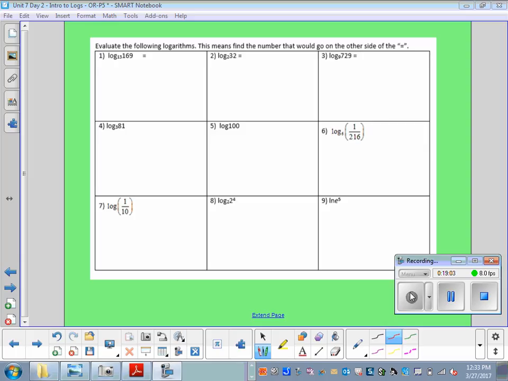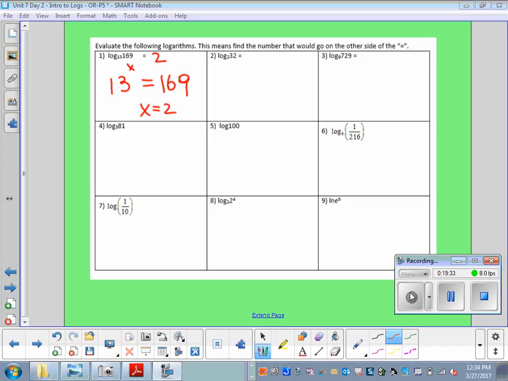Dylan says it's 2. If that's still hard to process just by looking at the log, I first rewrite it in exponential form. So what is my base? 13, right? That's my base. I don't know what my exponent is, so I'll put x or question mark equals 169. And since we're nice, we will give you only good numbers. So this will be 2. So my answer is 2.